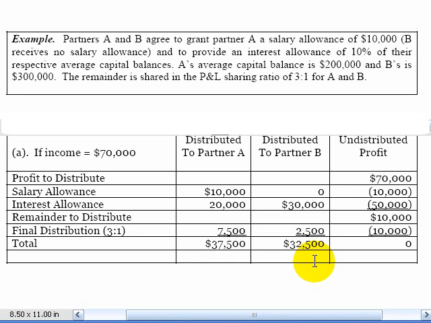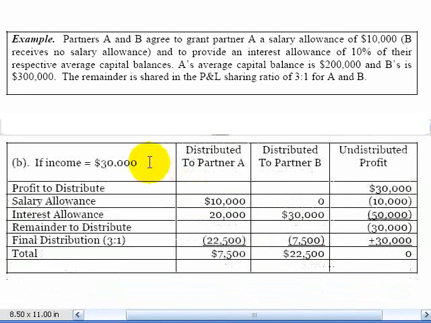This may be a fair distribution of the profits if A spends more time operating the business and contributes more to it that way than B does. B is being compensated for the larger investment in the company through the interest allowance. Let's look at the second example here.